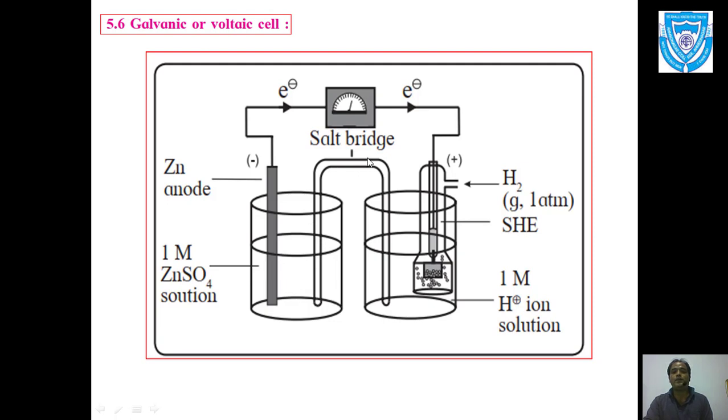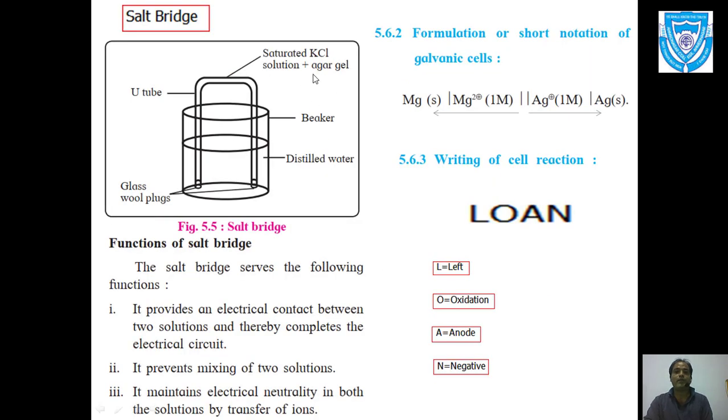So the salt bridge is made up of, as I told you, the KCl solution plus 5% of agar gel solution, and glass wool plugs are kept here so that they just allow the electrical contacts only.